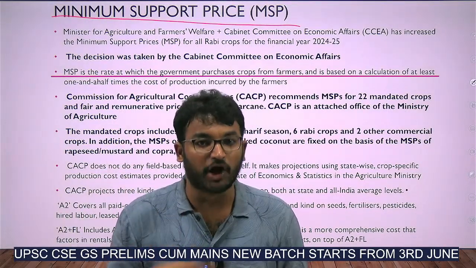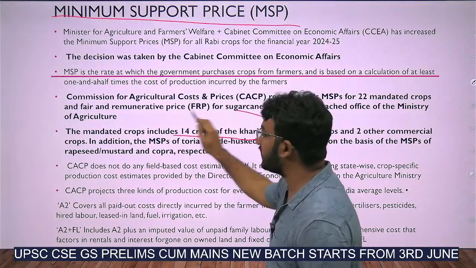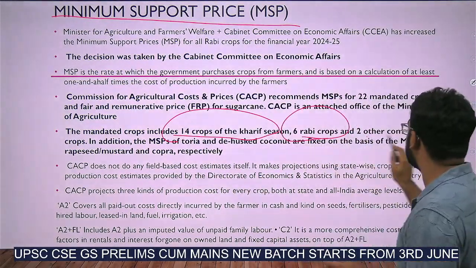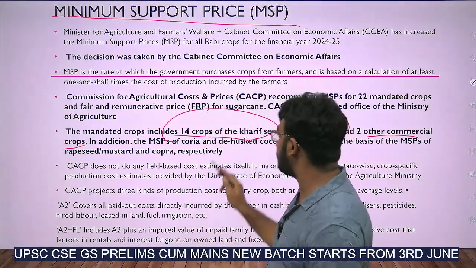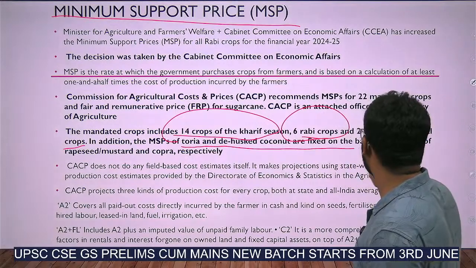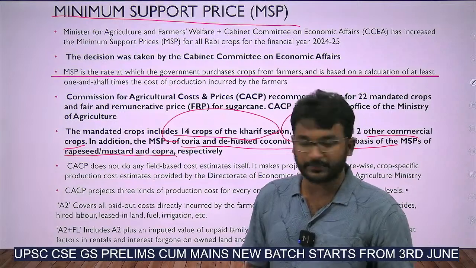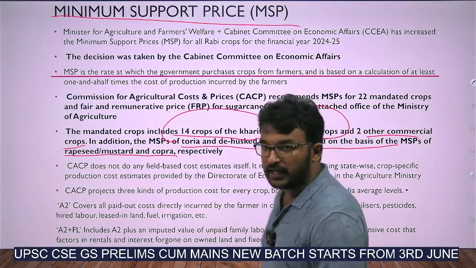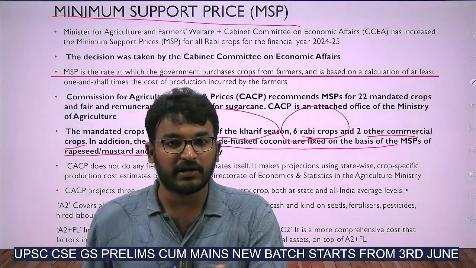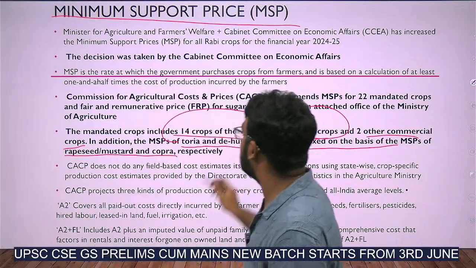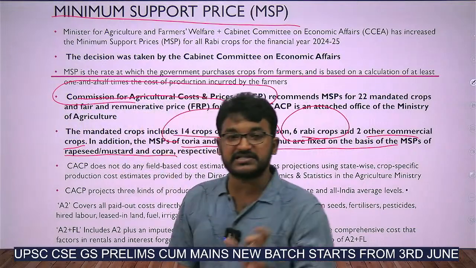And is MSP available for all the crops? Not all the crops. MSP is available for 14 Kharif crops, 6 Rabi crops and 2 other commercial crops. Total 22 crops. And the MSP values of toria and dehusked coconut are based on the MSP values of rapeseed and copra. And one more thing, who will be recommending the values of MSP? Recommendation of MSP values will be done by CACP, the Commission for Agricultural Costs and Prices. It is only a recommendatory body.